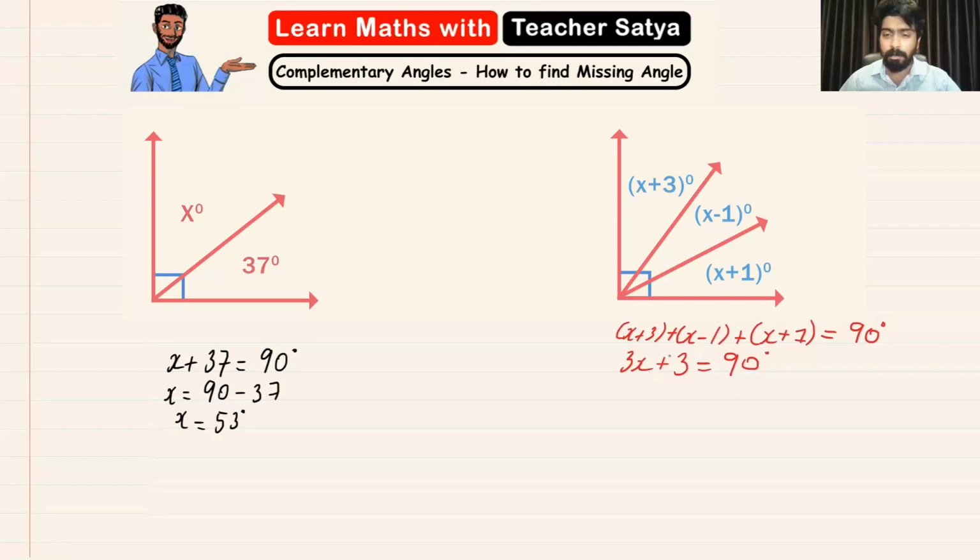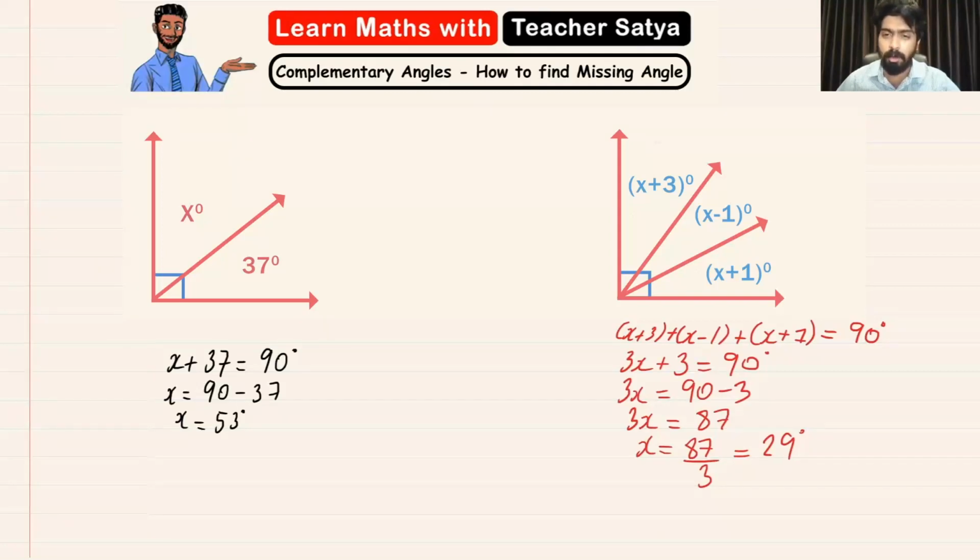Now I'm going to transpose this 3 to the other side. So we have 3x is equal to 90 minus 3, and 90 minus 3 is equal to 87. Now we are going to find the value of x and not 3x. So x is equal to 87 over 3, and 87 over 3 should give us 29 if my calculations are correct. Now let's take this value of x and substitute it in the angles.